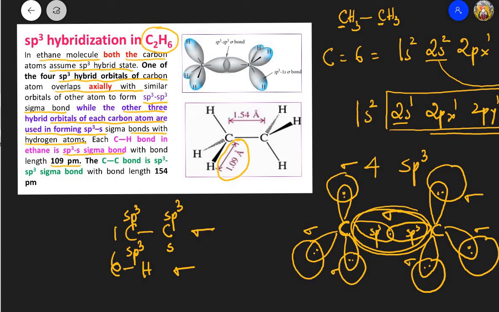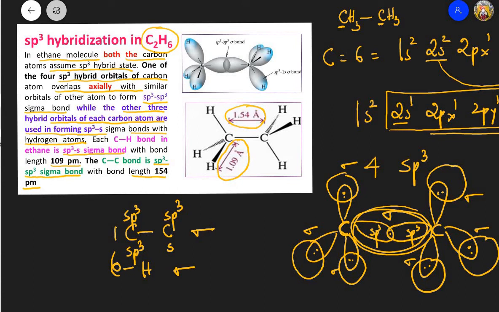And the carbon-carbon bond in sp3 is a sigma bond with a bond length of 154 picometer, or we can call it 1.54 angstrom. Is it clear, students?